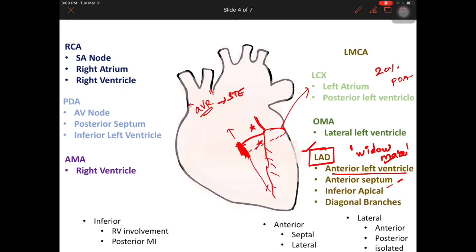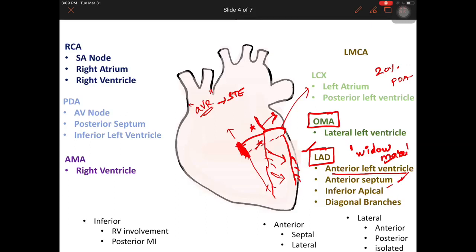It also gives an apical branch and diagonal branches which supply the lateral wall. The first diagonal branch supplies the high lateral side. The other diagonal branches supply the lateral part of the other regions in the left ventricle. This left circumflex artery not only supplies the posterior region, it also gives off a branch called the obtuse marginal artery which supplies the lateral surface of the left ventricle.